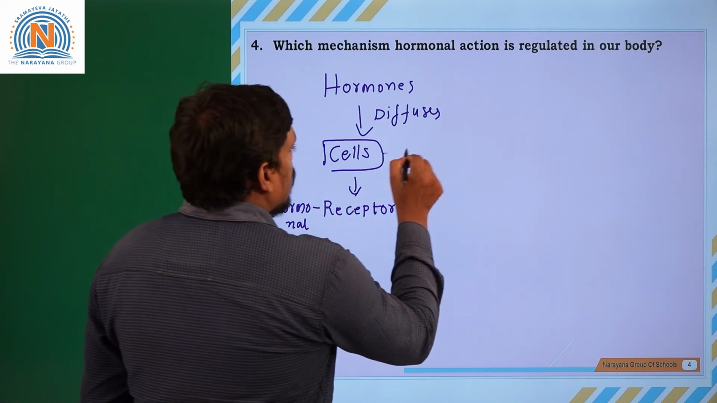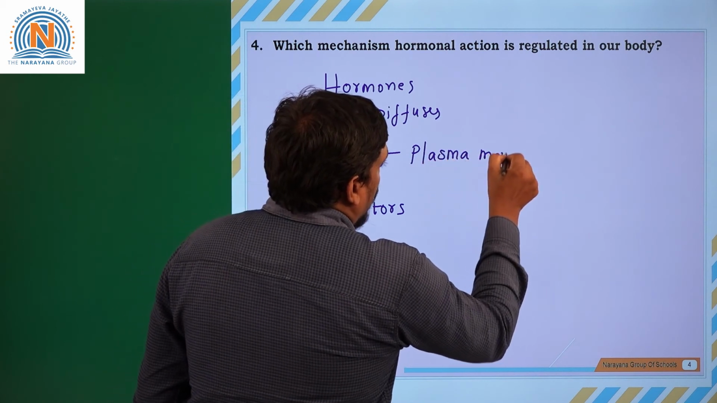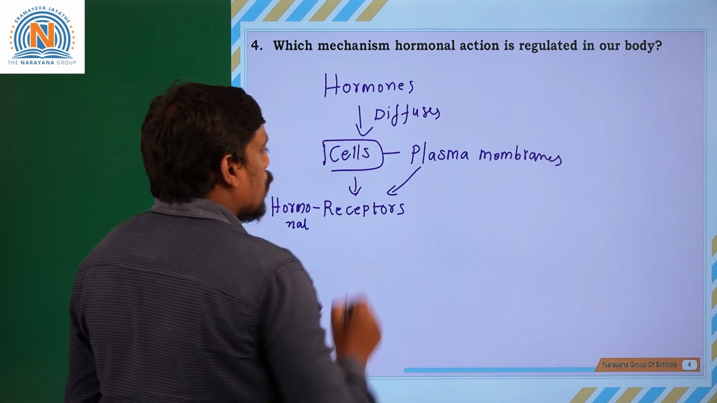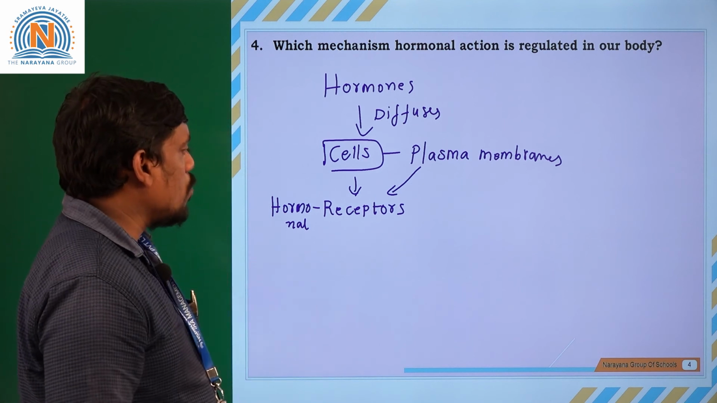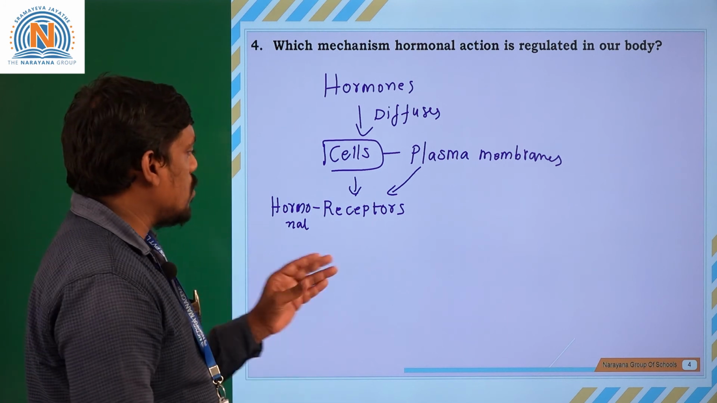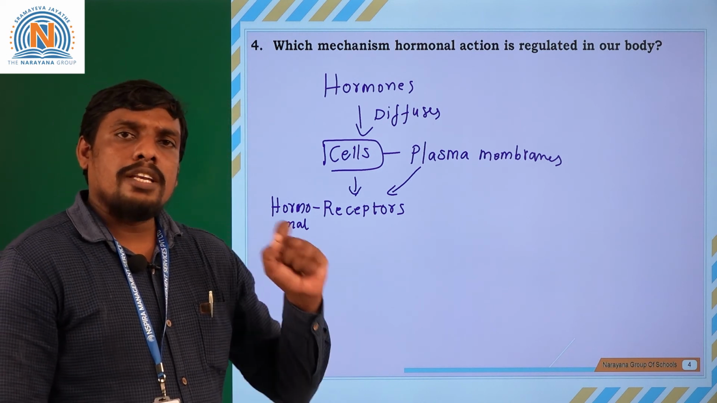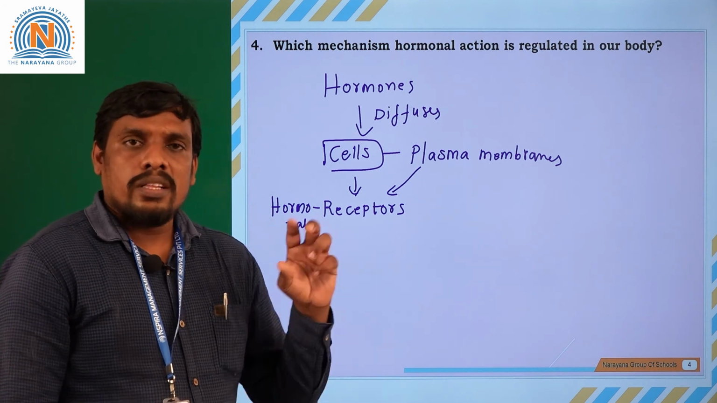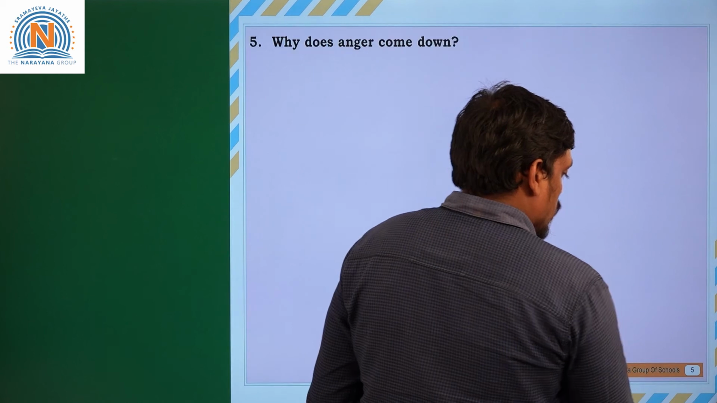You know that cells are surrounded by a plasma membrane. This plasma membrane absorbs these hormones and allows them into the cells. In the cells, there are hormonal receptors, which are proteinous structures, and they receive these hormones and influence their functions. Anyway, any hormone should enter into the cells of particular organs or tissues. There only its functions will start. Clear, students? Going for the fifth question.